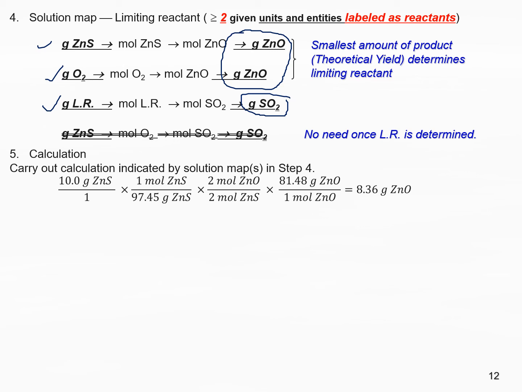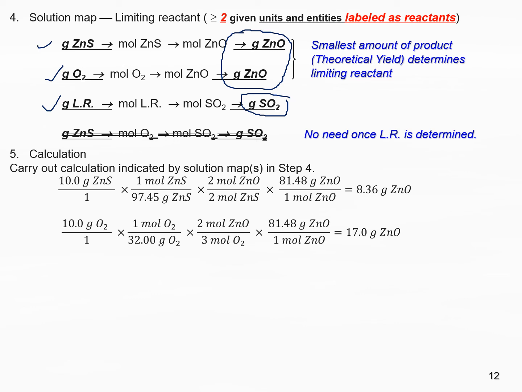So basically what we're going to need is we multiply everything on the top, divided by everything at the bottom, so we can have 8.36 grams of zinc oxide. I hope my calculation is correct. If it's wrong, so forgive me.